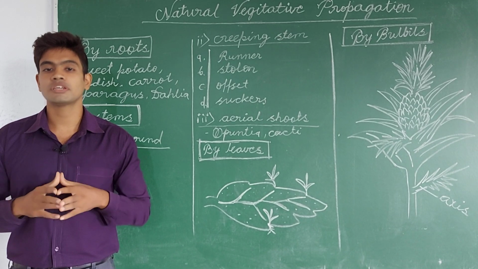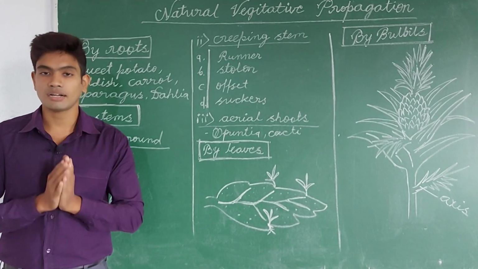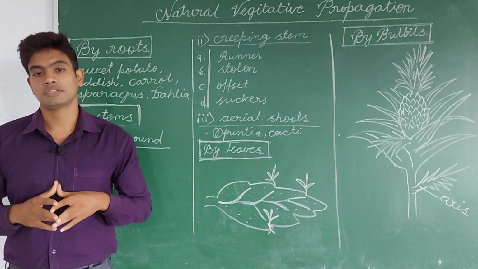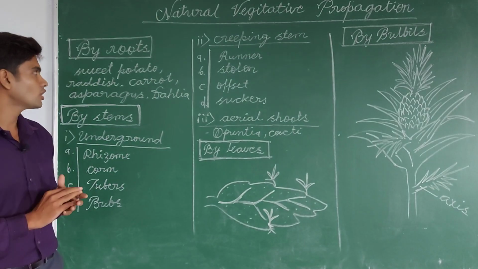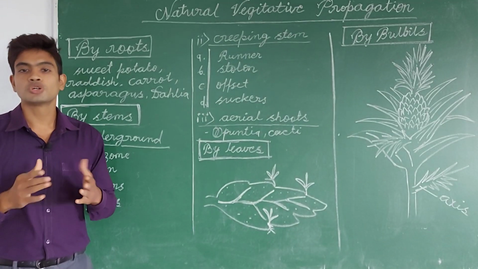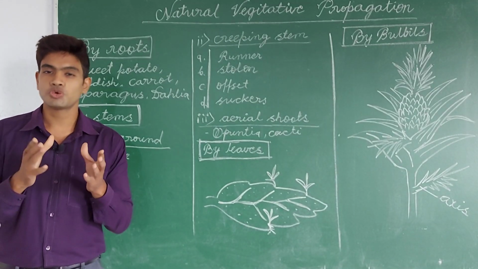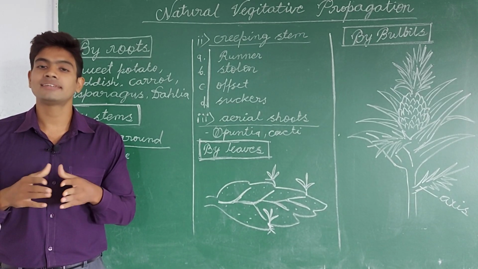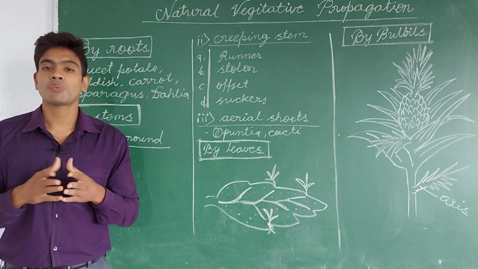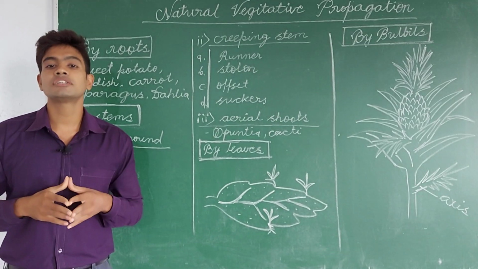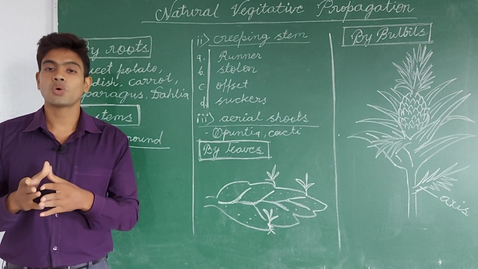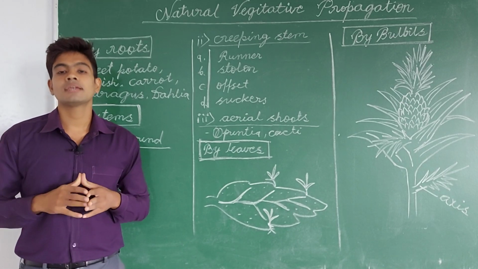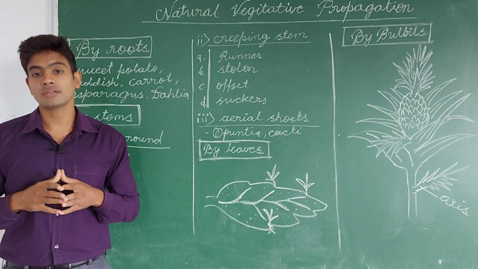First of all, we will see by how many parts or structures the natural vegetative propagation occurs. First of all, it occurs by roots. The roots of sweet potato, radish, carrot, asparagus and dahlia have the capacity to propagate vegetatively. The buds present on their roots grow to form a new plant.